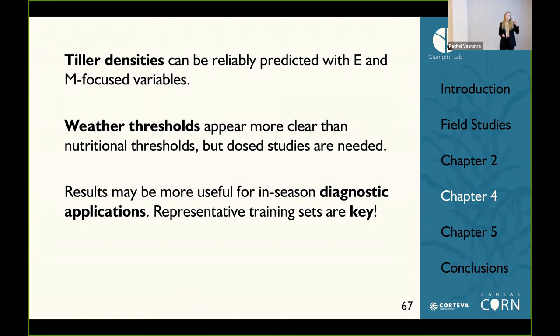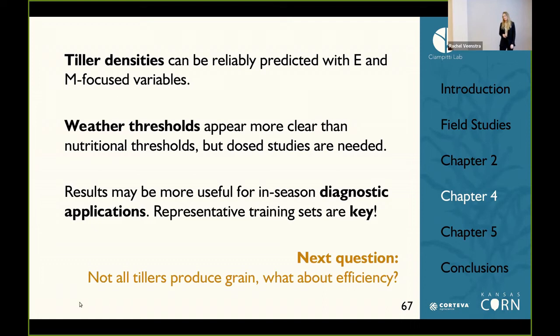So based on this information that I presented, in-season or diagnostic type applications will probably be the most realistic. So a farmer wants to know why they have more tillers one season than another. These could be some variables that you could look at to try to answer that question.